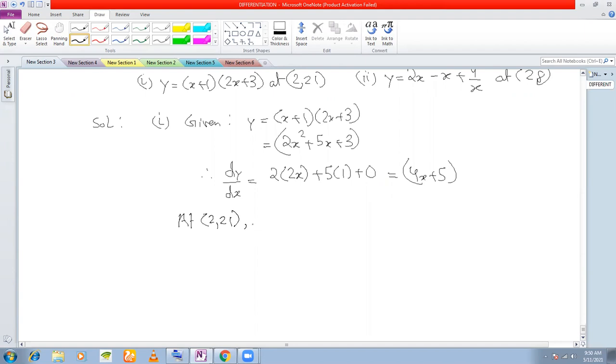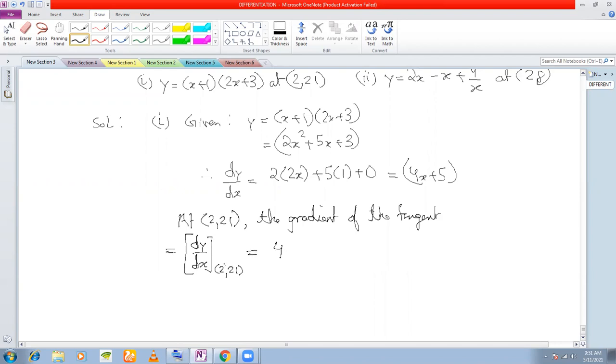Okay. The gradient of the tangent is equal to dy dx at the point. What is the point given here? 2, 21. So just put it here.